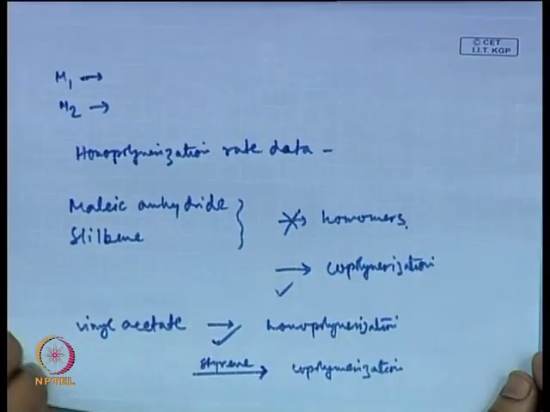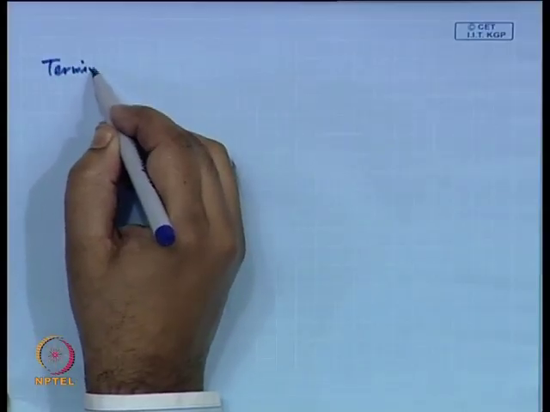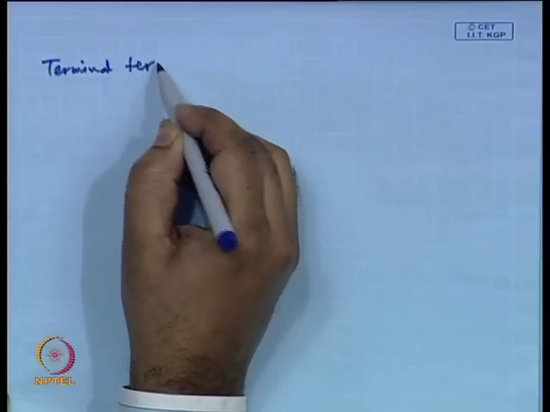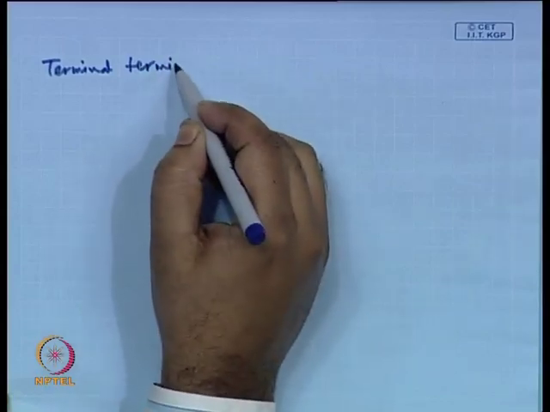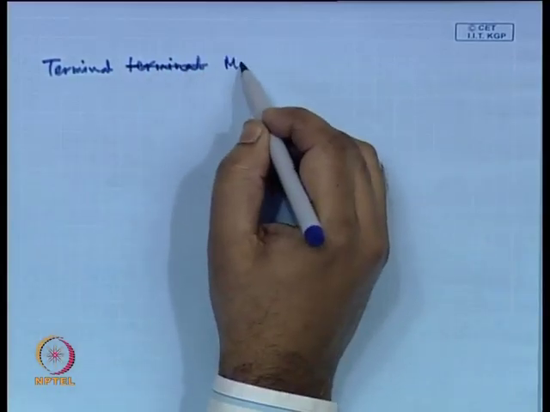So, in order to predict the copolymer composition, you need to construct a kinetic model, and the simplest is the terminal model. We will talk about the simplest model, which is known as the terminal model.